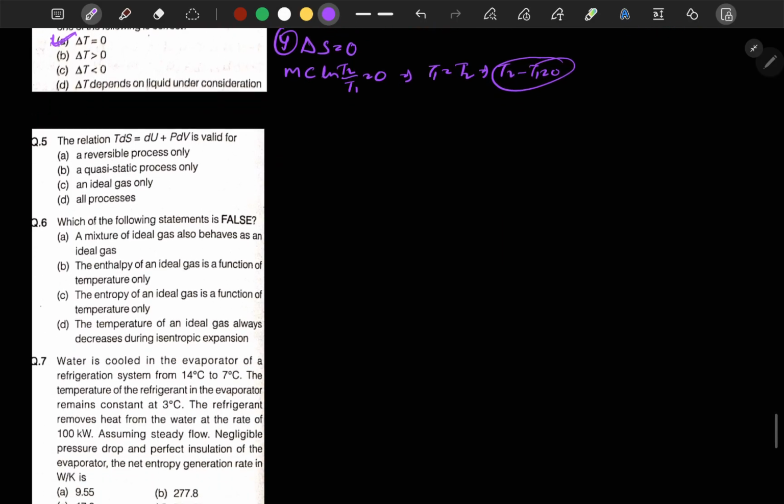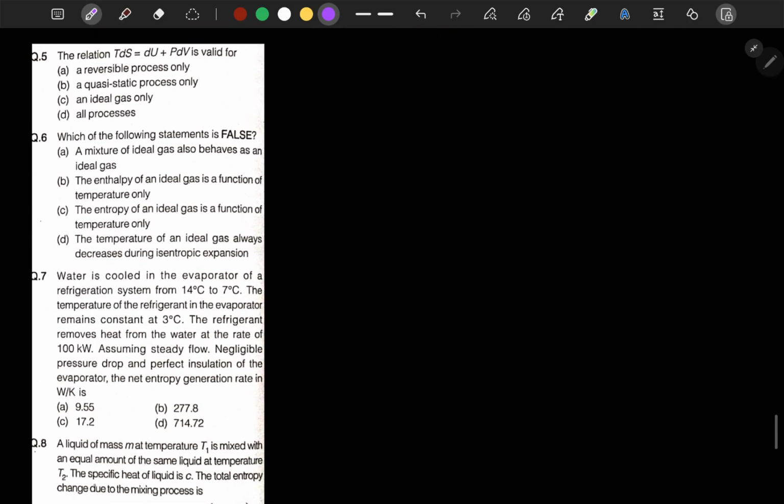So moving to question number 5. The question is about the relation TdS is equal to du plus PdV, which is also known as the first TdS equation. Both the TdS equations are valid for all processes. Why? Because they are all state point functions only.